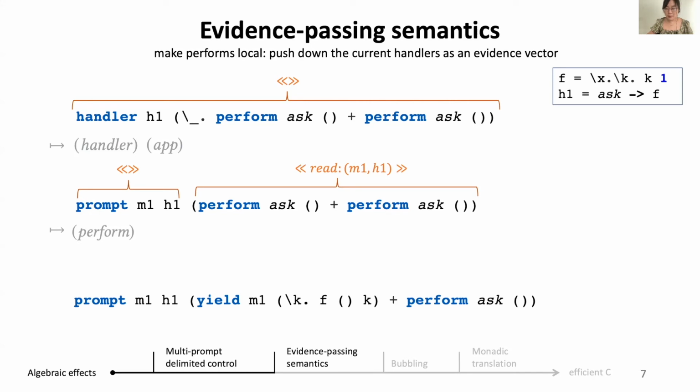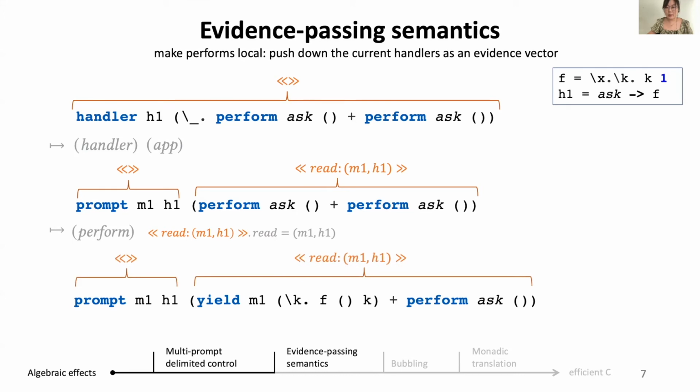At this point, the first perform ask can directly get the current evidence vector, look up the evidence for read, which gives us M1 and H1, and we can directly generate yield M1. And this is the essence of evidence passing. Importantly, such a lookup can even be implemented efficiently in constant time. In particular, if the system is equipped with effect types, as in the case of Koka, then the effect type will correspond exactly to the runtime shape of the evidence vector. And if we know the effect type at compile time, we can statically determine the index of a handler.